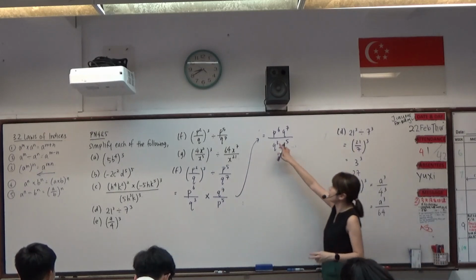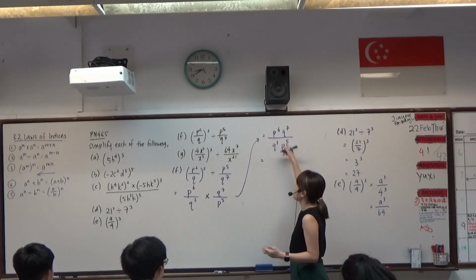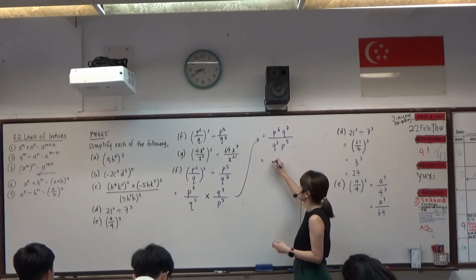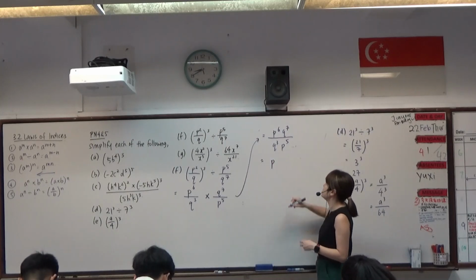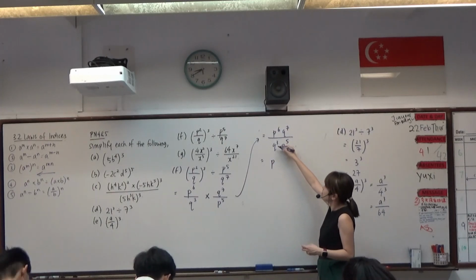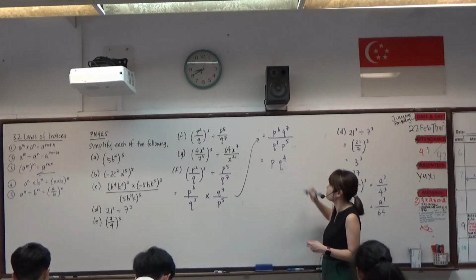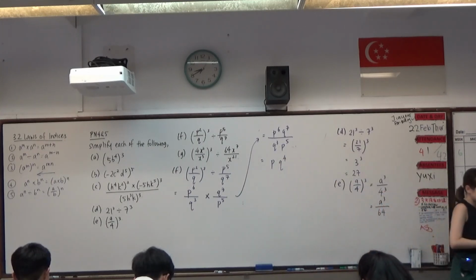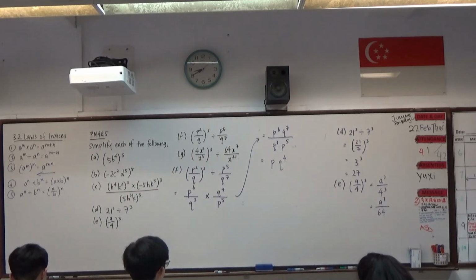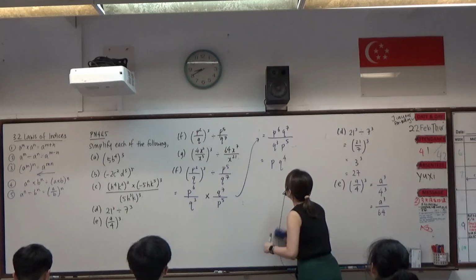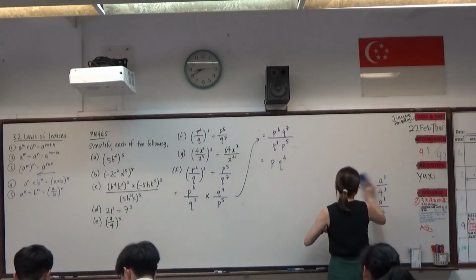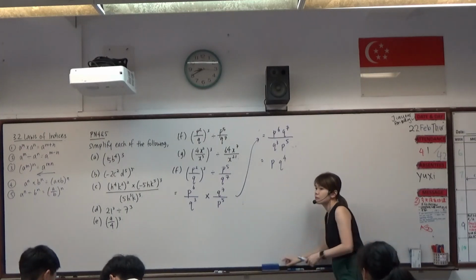Then after you look at the p's, they will actually cancel out, or in fact we look at dividing, so we get p to the power 1. And then q to the power 7 divided by q to the power 3, we are looking at q to the power 7 minus 3, that's 4.